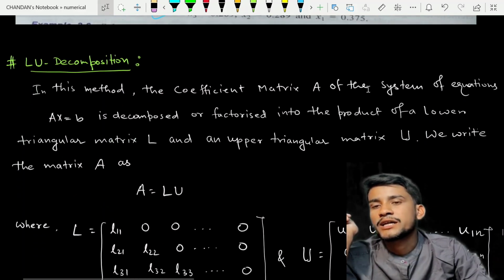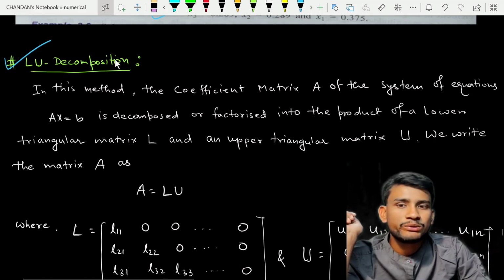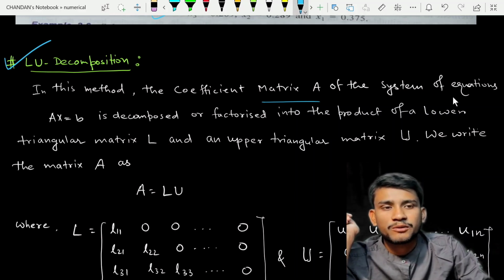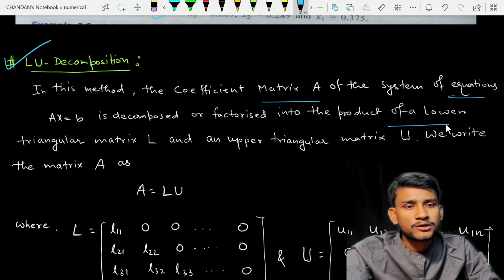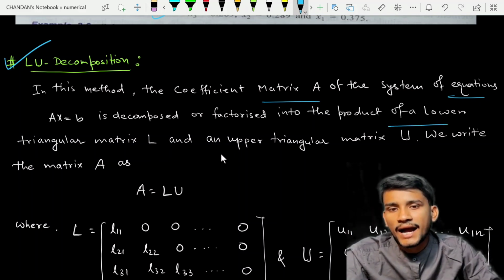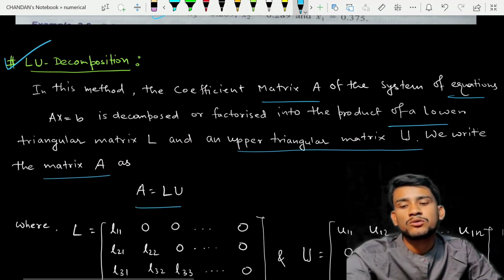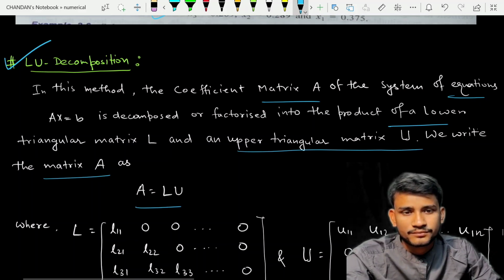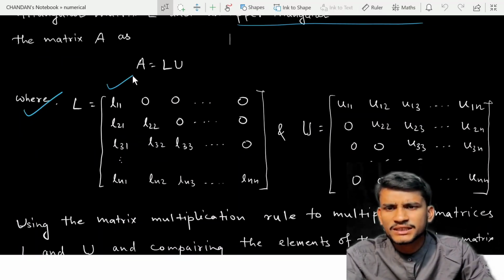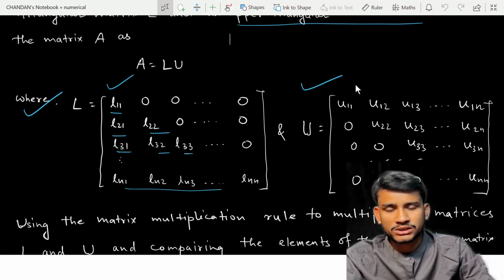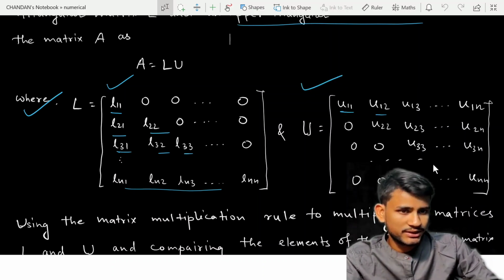Now we're going to the second direct method, which is LU decomposition. In this method the coefficient matrix A of the system of equations Ax equal to B is decomposed, or factorized, into the product of a lower triangular matrix L and an upper triangular matrix U. We write the matrix A as A equal to L into U, where L is the lower triangular matrix with entries L11, L21, L22, L31, L32, L33 and so on, and similarly U is the upper triangular matrix with entries U11, U12, up to Unn.